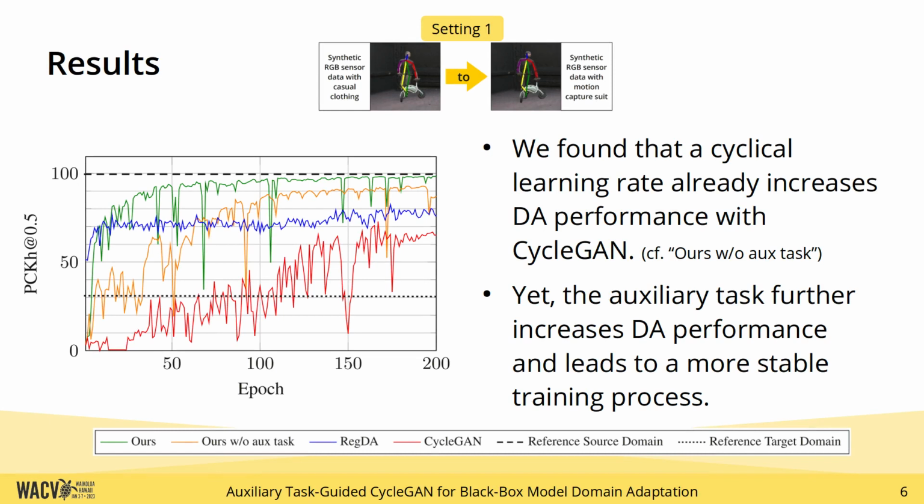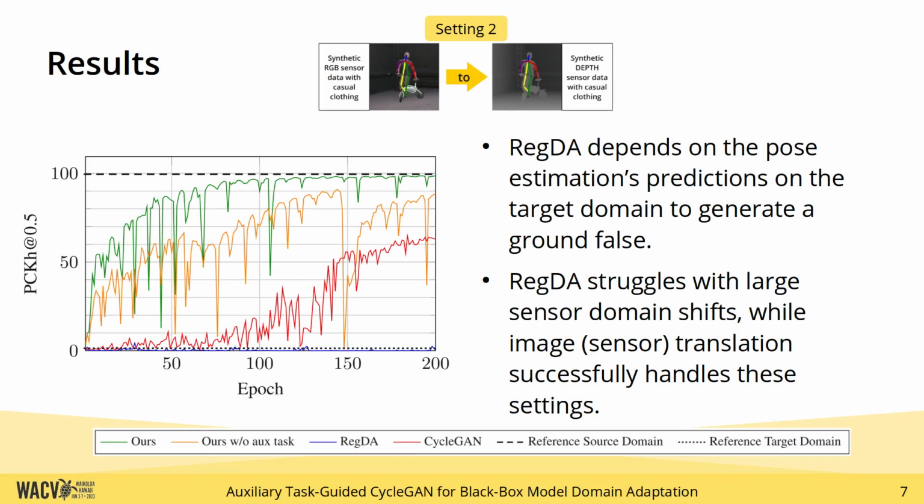We found that a cyclical learning rate already increases the domain adaptation performance with CycleGAN, as the orange line shows. Yet we can further increase the domain adaptation performance with the auxiliary task, which also leads to a more stable training process. In setting 1, we are able to almost reach source domain performance, outperforming RegDA. RegDA depends on the predicted poses of the source model that already has to generalize to some extent to the target domain to generate a ground truth that is further used in an adversarial training process.